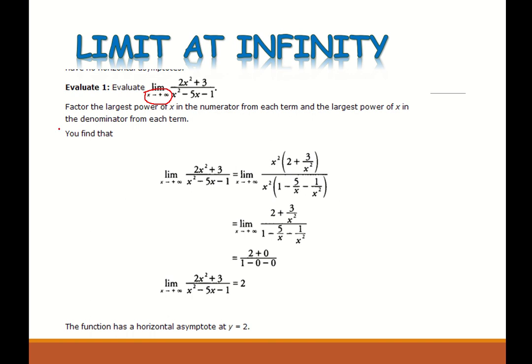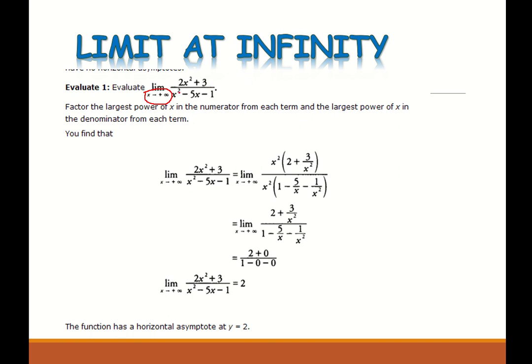Okay, so we have to look at the numerator and look at the denominator. And what is the rule? The purpose is to factor out the variable with the highest exponent. It's just the same as dividing each term by the variable with the highest exponent.